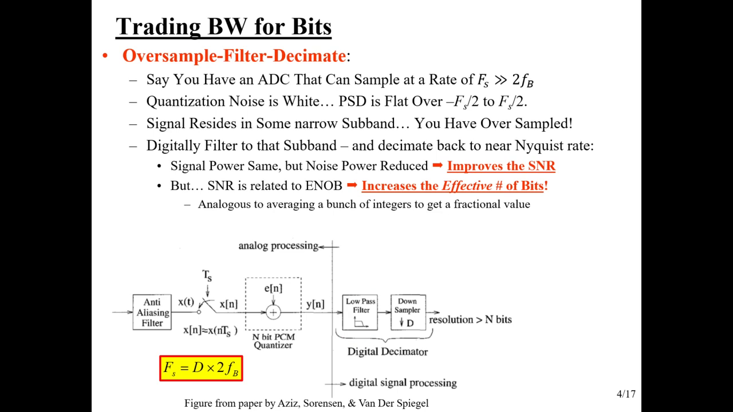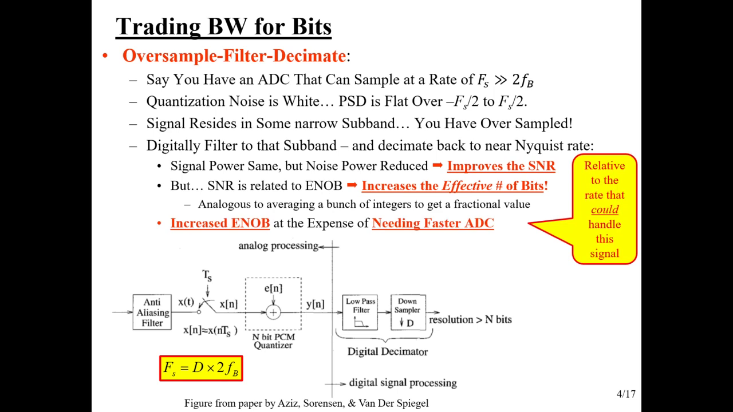So this is the idea that we're trying to analyze here. And so we get an increased effective number of bits at the expense of needing a faster A to D converter, faster relative to a rate that I could use if I weren't going to try to play this trading bandwidth for bits game.